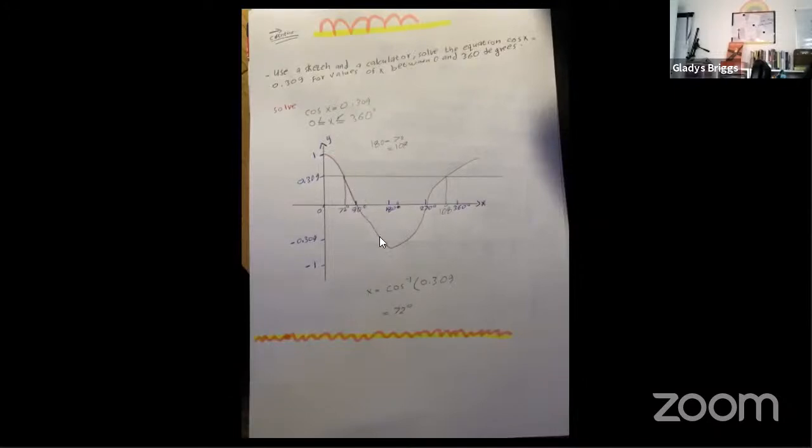Yes, your graph is looking nice, and you got your solution and your second solution, and you showed your cos inverse to be 72. Well done. So your second solution. Well done. So that's how we do it. Yeah. That's how we do it.